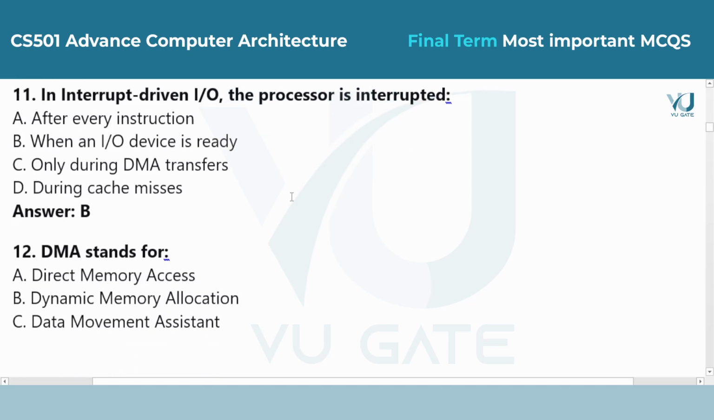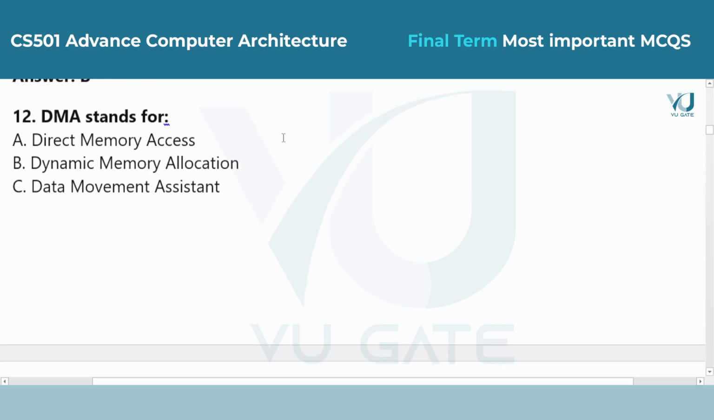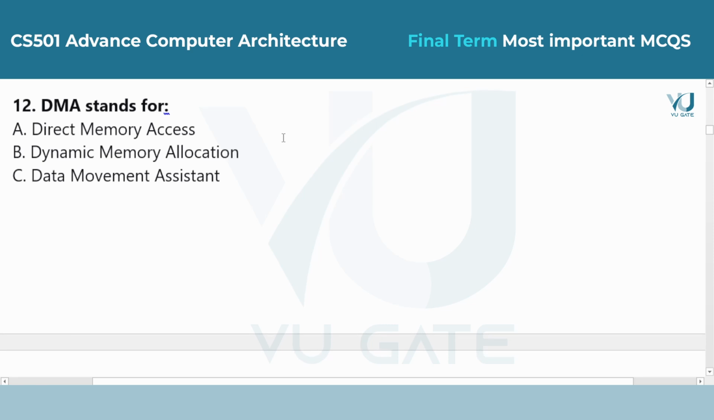11. Question: In interrupt-driven I/O, the processor is interrupted? Answer: B. When an I/O device is ready. Concept: This frees the CPU to do other work until the device actually needs attention. 12. Question: DMA stands for? Answer: A. Direct memory access. Concept: It allows hardware to transfer data directly to RAM without passing through the CPU.